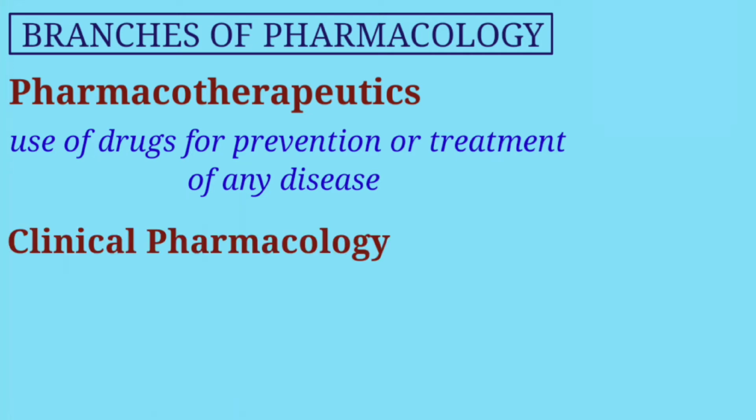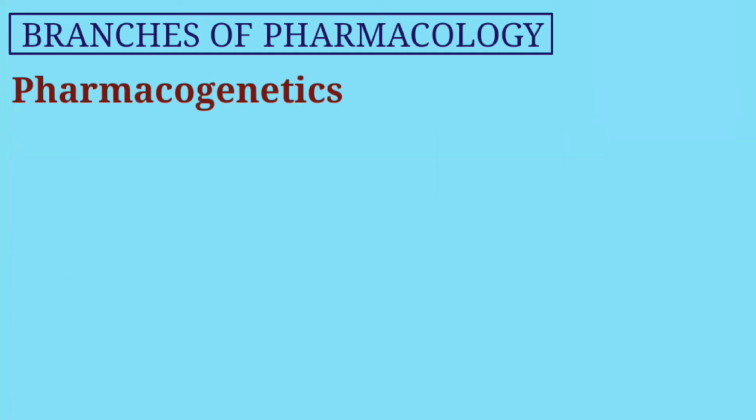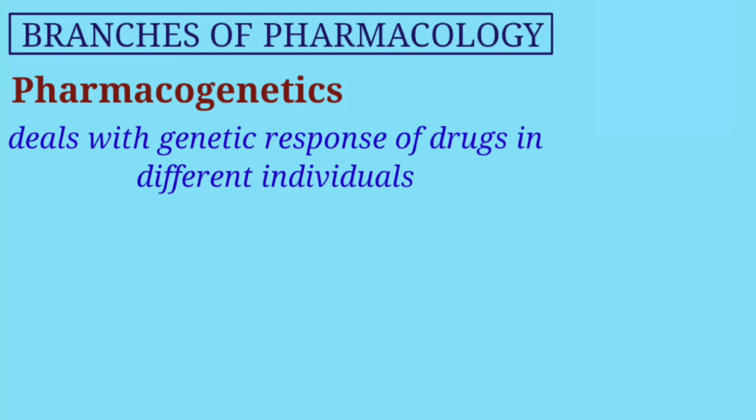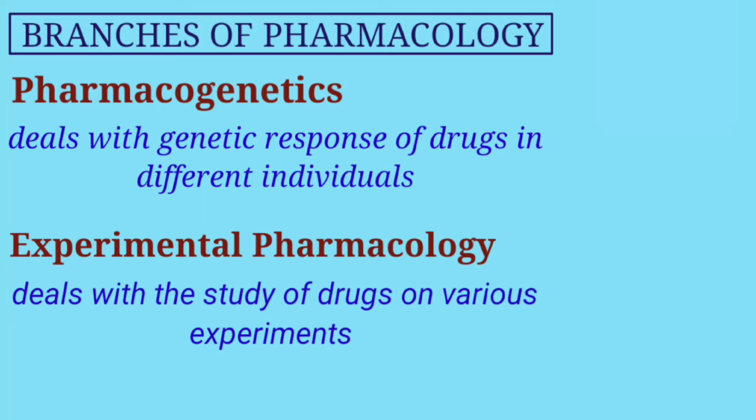Then ninth is clinical pharmacology. Application of pharmacology in clinical studies or observations. Then tenth, pharmacogenetics. It is a branch of pharmacology which deals with the genetic response to drugs in different individuals. Then experimental pharmacology. It is the branch of pharmacology which deals with the study of drugs in various experiments.